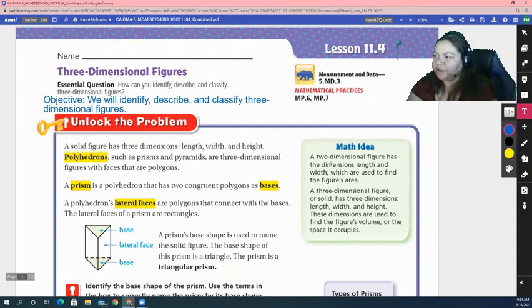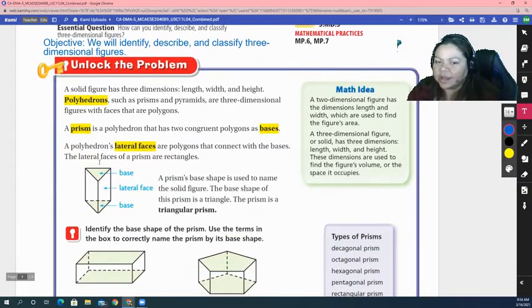A two-dimensional figure has the dimensions length and width, which are used to find the figure's area. So when we are finding two-dimensional, we have length and width. A three-dimensional figure or solid has three dimensions. It has length, width, and height. These dimensions are used to find the figure's volume or the space it occupies. So let's go ahead and get started by looking at polyhedrons.